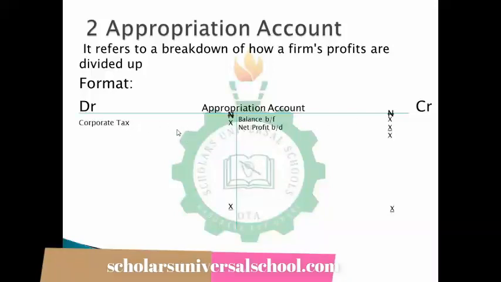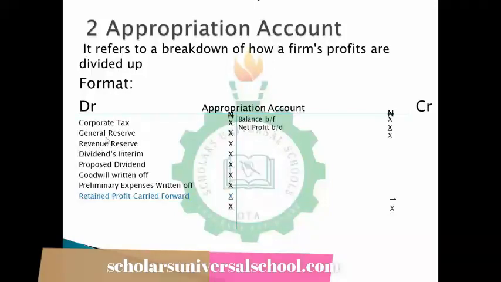Don't forget, the appropriation account is telling us how they are breaking down, or distributing, or dividing their profits. They could be paying corporate tax, because it's a company. At the beginning of this class, I said one of the major characteristics of a company is that it is a legal entity, seen as an artificial person in the face of the law. So they are supposed to pay corporate tax, and tax has to be paid out of profits. That's the number one thing.